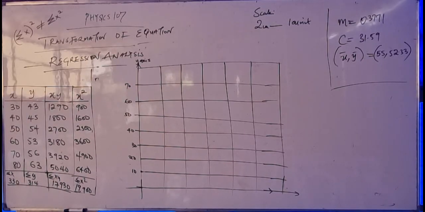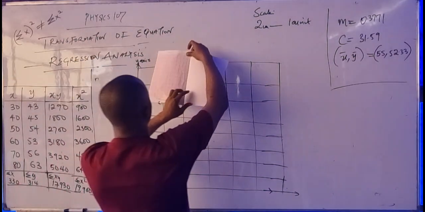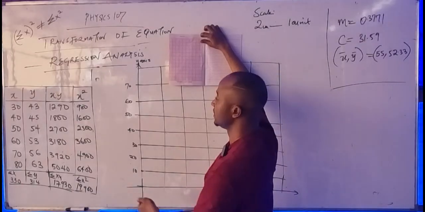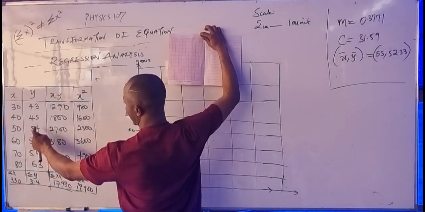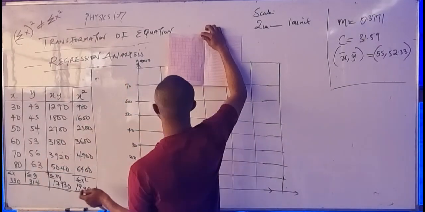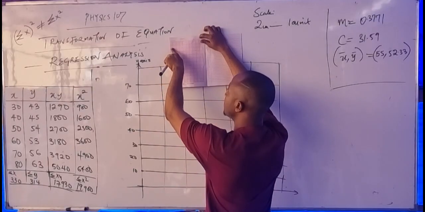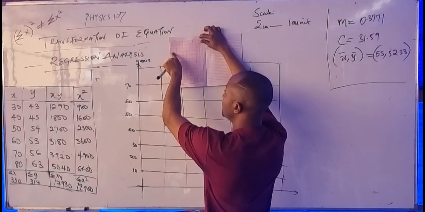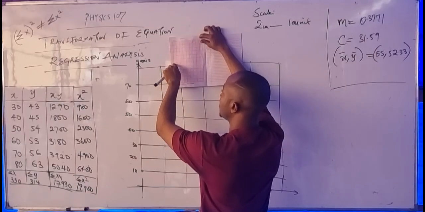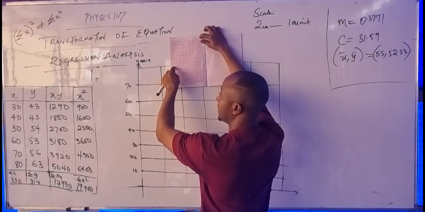So just start from here. What's the highest here? 63. So start with 70 here, then 60. Are you seeing what I'm doing here? On the y-axis, the highest number is 63, so I start from here: 70, 60, 50, 40, 30, 20, 10. Then I will rule my horizontal line.